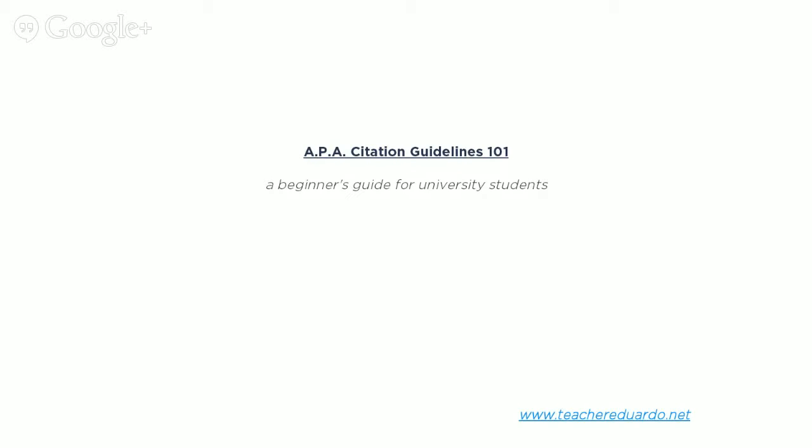This is a basic beginner's guide for university students. We're just going to go over some of the basics of how to do APA citations, to list book sources, and also to cite authors within our writing. So let's get going here with this presentation.